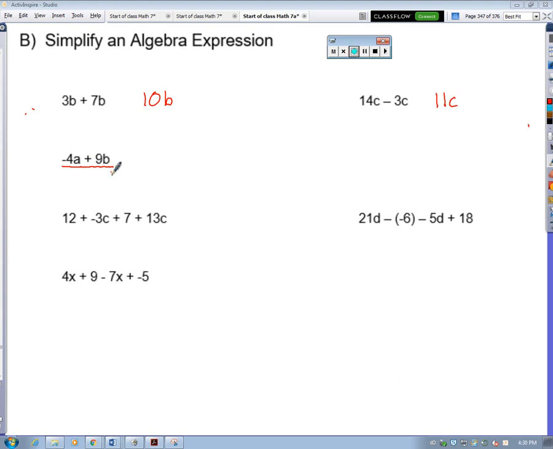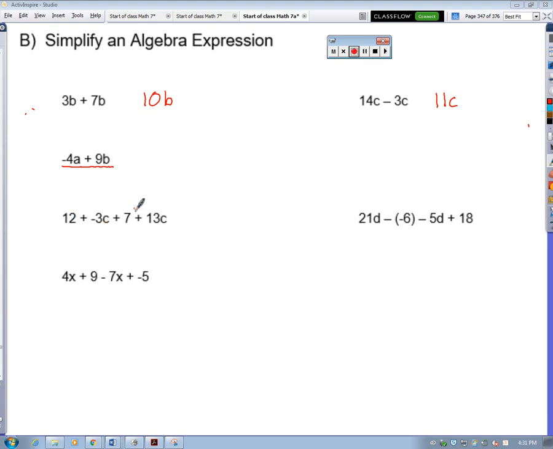Now let's take a look at this next example, because I'm going to show you how this works a little bit more. Here we have a longer math problem. We're going to shorten it up a little bit, and what we're going to do is add together the things that are the same. Notice how we have a negative 3c and a 13c. We can add those together, and we can also add the 12 and the 7 together.